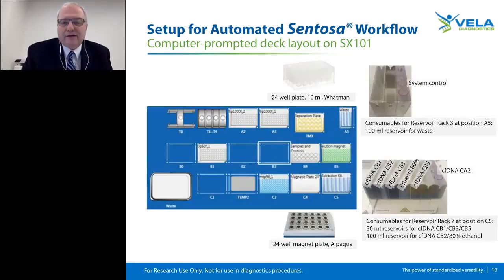The Sentosa SX101 robot is set up via computer prompted deck layout. Okay, so the computer will prompt you what to put on the deck and where to place each component on the deck. So we have consumables for the reservoir rack 3 at position 5, and that is where we place our system controls. And then all of the buffers are placed into a separate rack on the system.